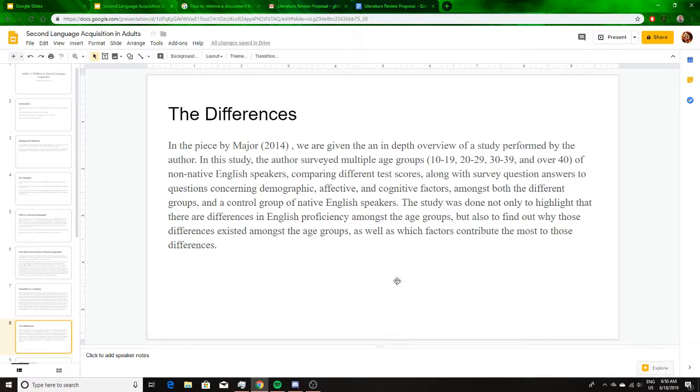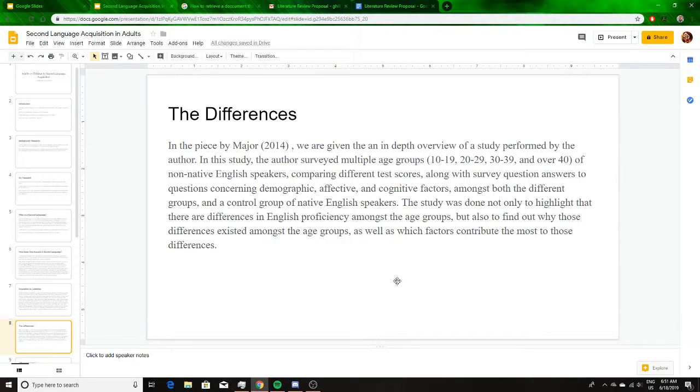Really, we have to look at the differences. And for this, I found most of my data in the piece by Major, which is an in-depth overview of a study performed by Major. In this study, she surveyed multiple age groups, 10 to 19, 20 to 29, 30 to 39, and over 40 of non-native English speakers, giving them multiple tests along with survey questions concerning demographic, affective, and cognitive factors, and compared them to the scores of native English speakers.